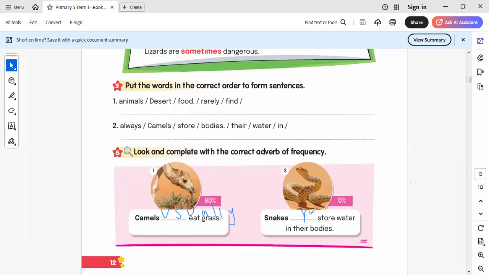Next here, never. Why do I say never? Because, as we told you, the action happens 0%. So it will be never. Okay, let's go to another item here.